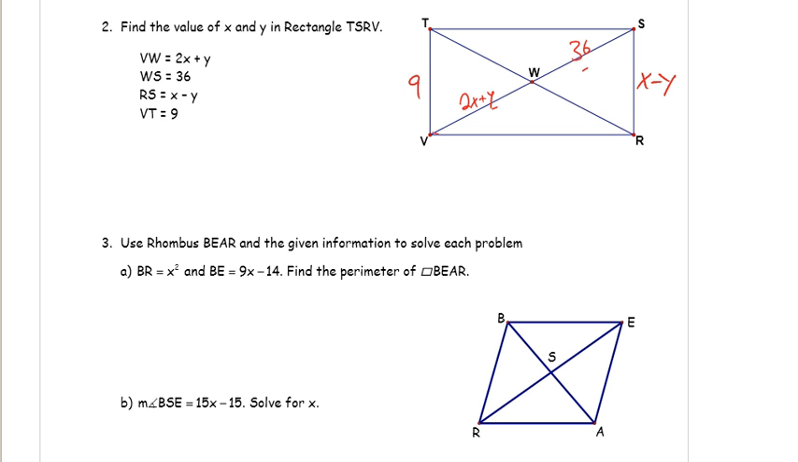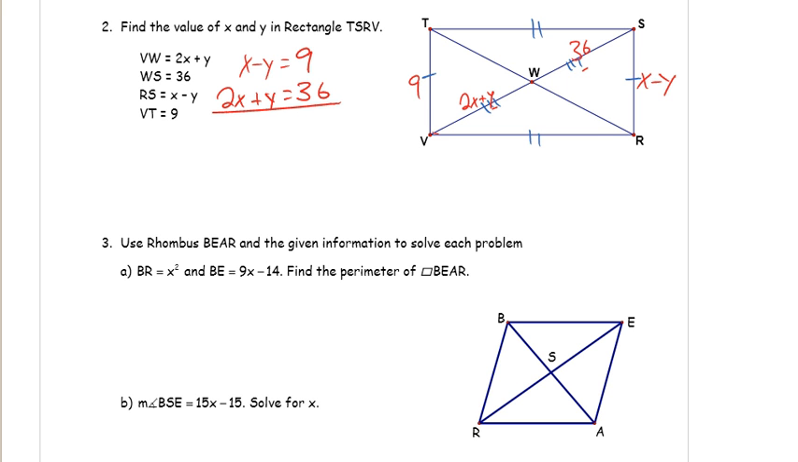Okay. Based on what you know about a rectangle, let's set up some equations. So we know that this is true. We also know that this is bisected here. So we have one equation that's going to say x minus y equals 36. Just kidding. X minus y equals 9. Holy cow, am I off my game. X minus y equals 9. 2x plus y equals 36.